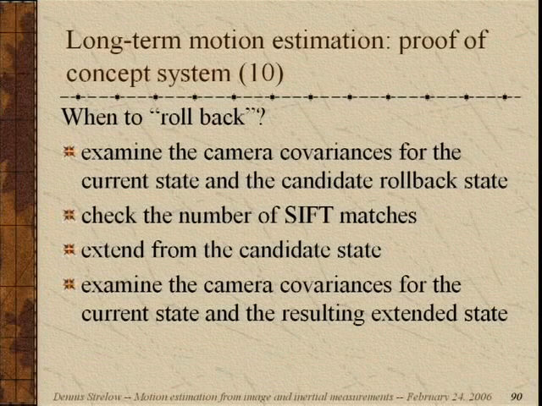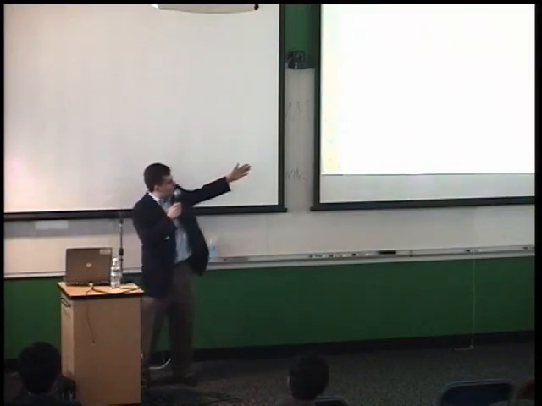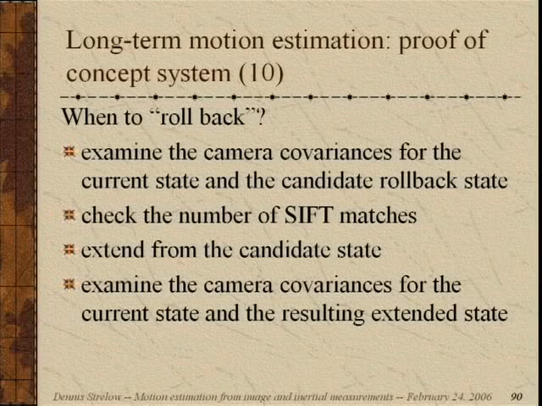Then we do SIFT matching between the current image and all the surviving rollback states. If the number of SIFT matches is higher than some threshold, I think it was 300 in the example I'm going to show you, then those states survive. We then extend from the candidate state, meaning the possible rollback states, into the current image. And then once we've done that, we re-examine the covariances again. So for instance, if we've tracked from 3 to 8, we examine the covariance that results from that rollback against whatever our previous estimate was. And then I should say, if we considered 0, 3, and 6 as rollbacks, we roll back to whichever image produces the smallest covariance.